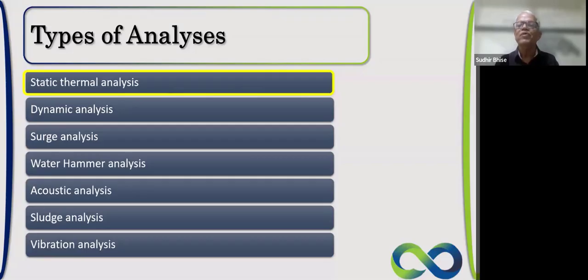And why? Because it caters to almost 90 to 95% of the requirements of the industry. The static thermal analysis takes care of almost 90 to 95% of the requirements, and all the other analyses are only specific to a few lines in a plant or in any application. So the topic we are discussing, static thermal analysis, is going to help you in solving almost 90 to 95% of the cases and analysis requirements in the design of a plant.